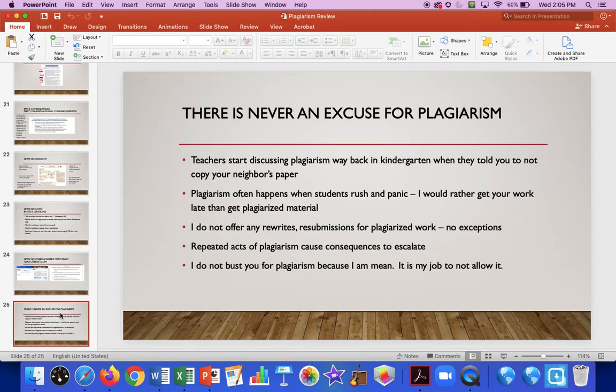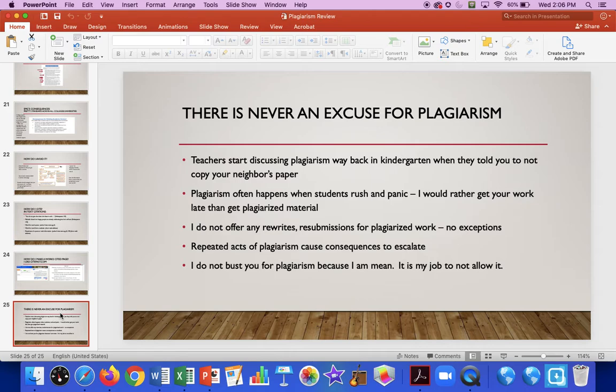Just let's not do it. I would rather get your work a little bit later. I would rather get bad work from you. I would rather get the wrong answer. I would rather you write me an email and say, "I don't understand number 7. Can you help me with this question? I don't understand the essay. Can you talk me through it?" I'd rather get that than get a plagiarized piece.